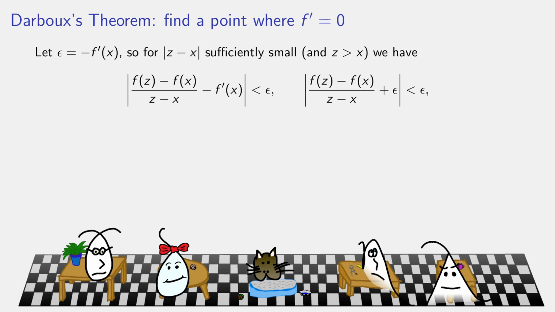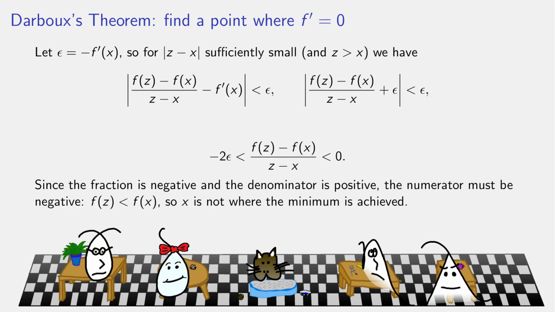So the technical proof: f prime of x, remember, was negative. So negative 1 times that is positive. I'm going to let that be epsilon. Since the limit of this difference quotient is f prime of x, eventually we are within epsilon of it. But to be within epsilon of f prime of x is to be exactly in between negative 2 epsilon and 0. Pause here if you need to and work through these inequalities.